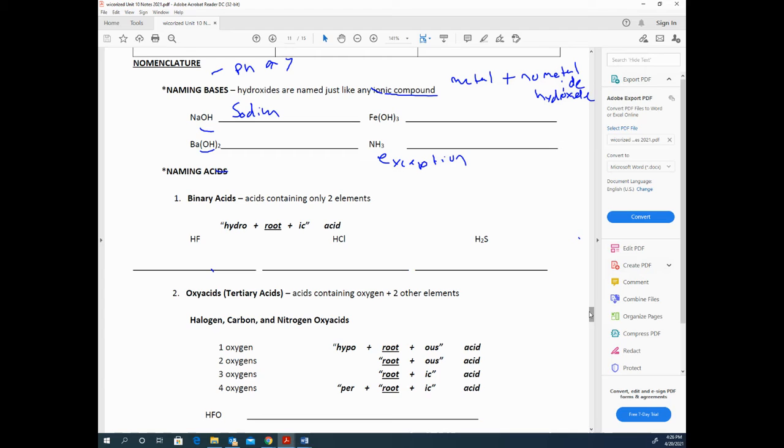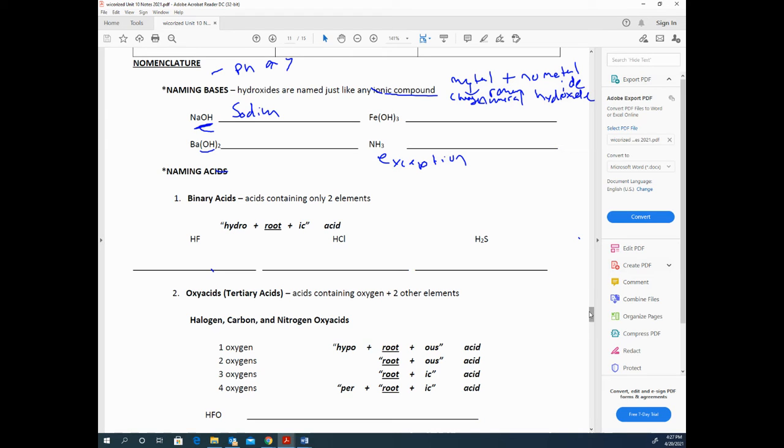Now, the only thing that might happen is sometimes a metal might need you to have the charge as a Roman numeral. And you might remember those Roman numerals for 1, 2, 3, and 4. I'm going to remind you how to do that with the next two. But for this first one, sodium is in the first two columns. So it does not need Roman numerals. We know its charge, so I just name the metal as is.